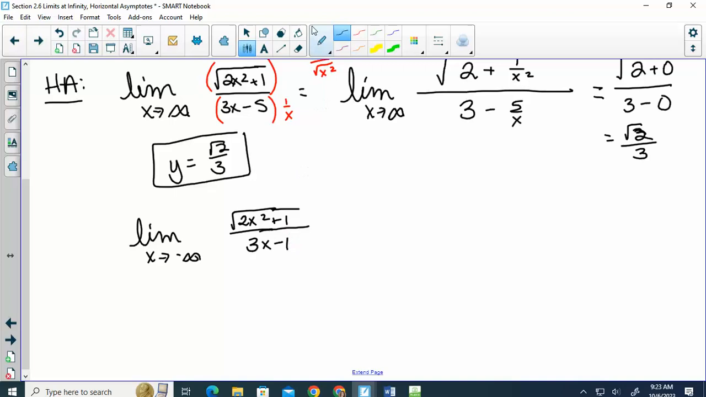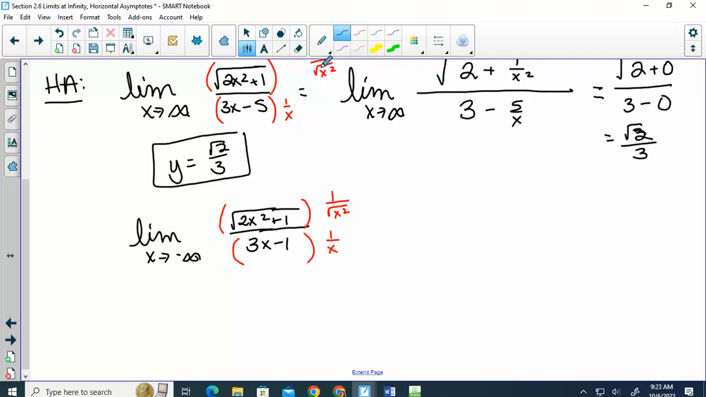Okay, so I need to start out the same way. Multiply by the highest power of x. So that's my 1 over x. On the top, we still have a square root, so we have to do square root of 1 over x squared.